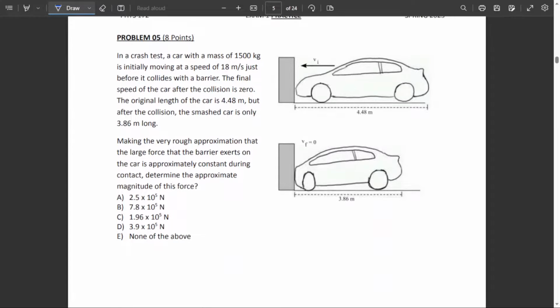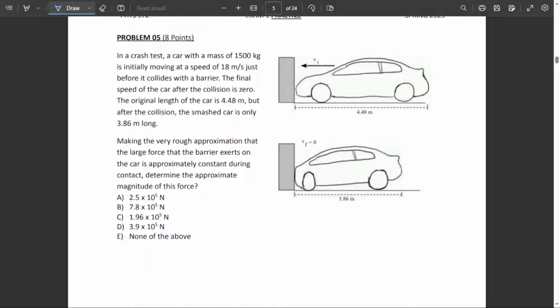Problem 5. In a crash test, a car with a mass of 1,500 kilograms is initially moving at a speed of 18 meters per second just before it collides with a barrier. The final speed of the car after the collision is 0. The original length of the car is 4.48 meters, but after the collision, the smashed car is only 3.86 meters long. Making the very rough approximation that the large force that the barrier exerts on the car is approximately constant during the contact, determine the approximate magnitude of this force.